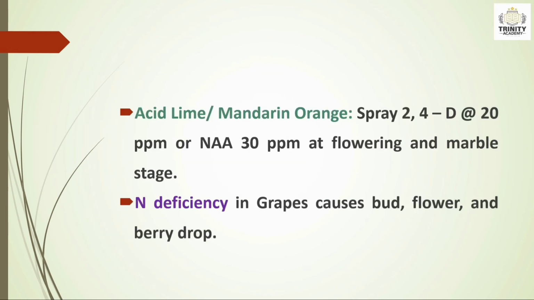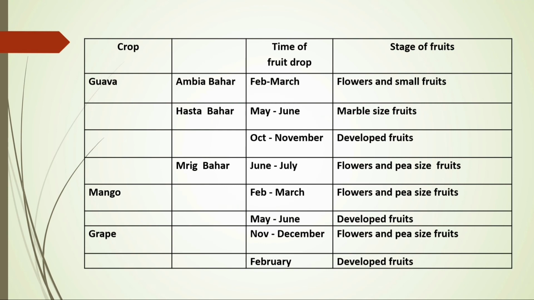In case of acid lime, mandarin orange, spray 2,4-D at 20 ppm or NAA at 30 ppm at flowering and marble stage. Nitrogen deficiency in grapes causes bud, flower and berry drop. Why NAA, 2,4-D, Alar are used? Because these are the sources of auxin. In this slide, we have given important crops, time of fruit drop and the stage of fruit at which fruit drop occurs. You can go through the slide in exam point of view.